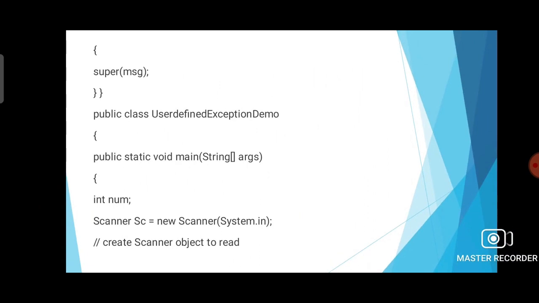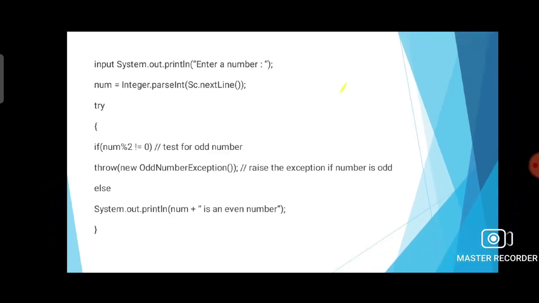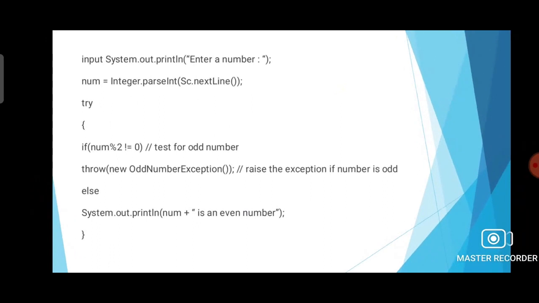Now we have the main class and the main method. Under the main method we are going to read one number. For that we are creating the Scanner object. With the help of the Scanner object we are reading one number, that is, num equals Integer.parseInt of sc.nextLine. This is the method to read one number. The number will be stored into the variable num.